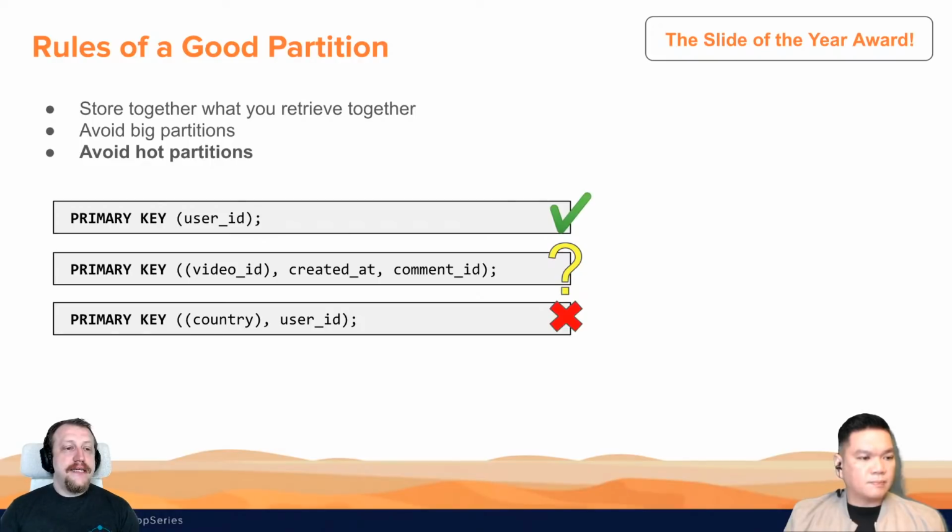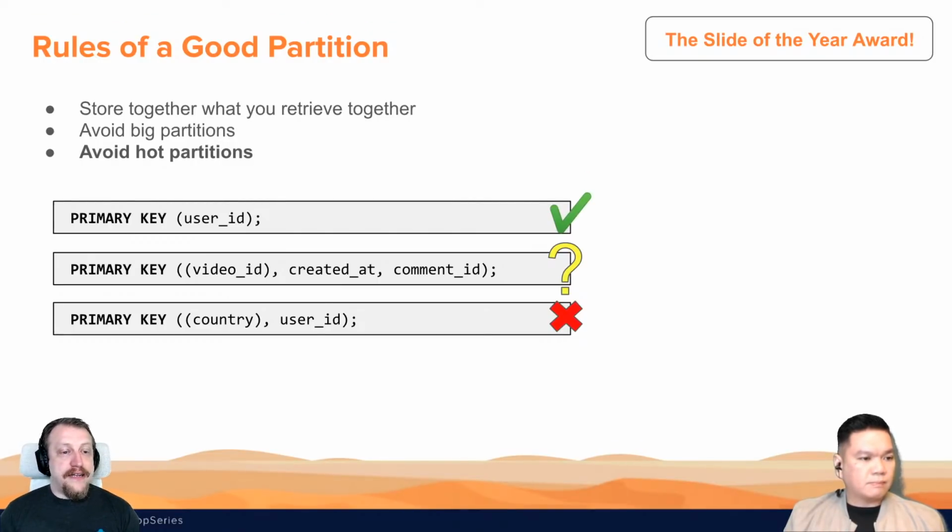So let's take a look at the first example. Primary key consists just of a user ID. User ID is the partition key and the whole primary key. It means that you have as many partitions as you have users. Perfectly fine. It's okay. Don't worry. It's good. You can have a lot of partitions.